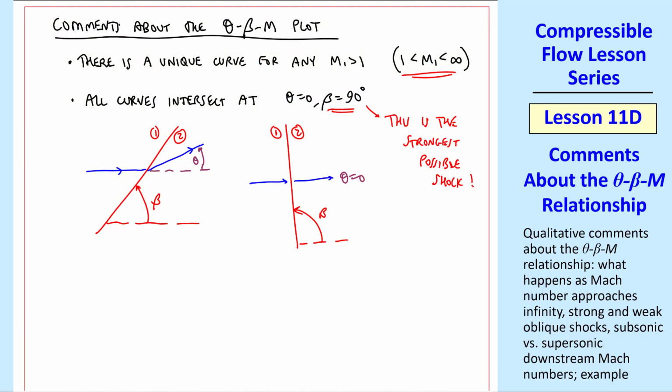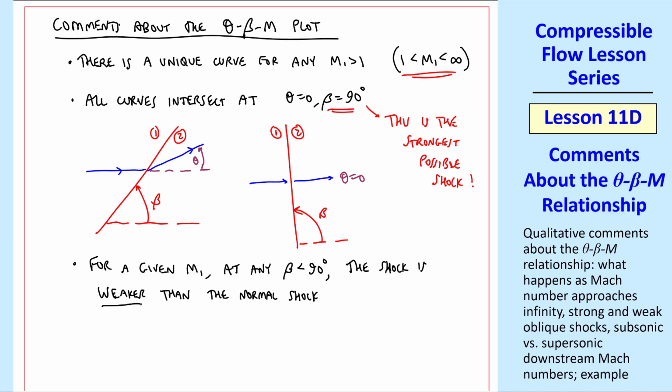This is the strongest possible shock, namely the normal shock. For a given M1, at any beta less than 90 degrees, the shock is weaker than the normal shock. So quantities like pressure jump, temperature jump would be smaller across this oblique shock than they would be across the normal shock for the same Mach number.